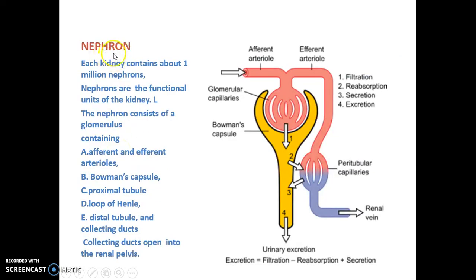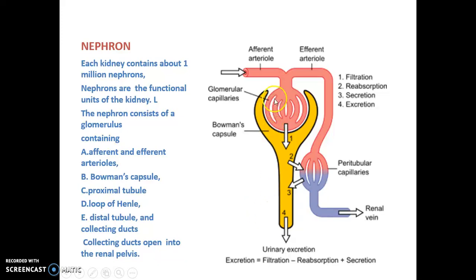Next comes the important part, the nephron. Each kidney contains about 1 million nephrons. What is a nephron? Nephrons are the functional units of the kidney. A nephron consists of a glomerulus containing afferent and efferent arterioles. The nephron then contains Bowman's capsule, proximal tubule, loop of Henle, then distal tubule and collecting ducts. These collecting ducts open into the renal pelvis.